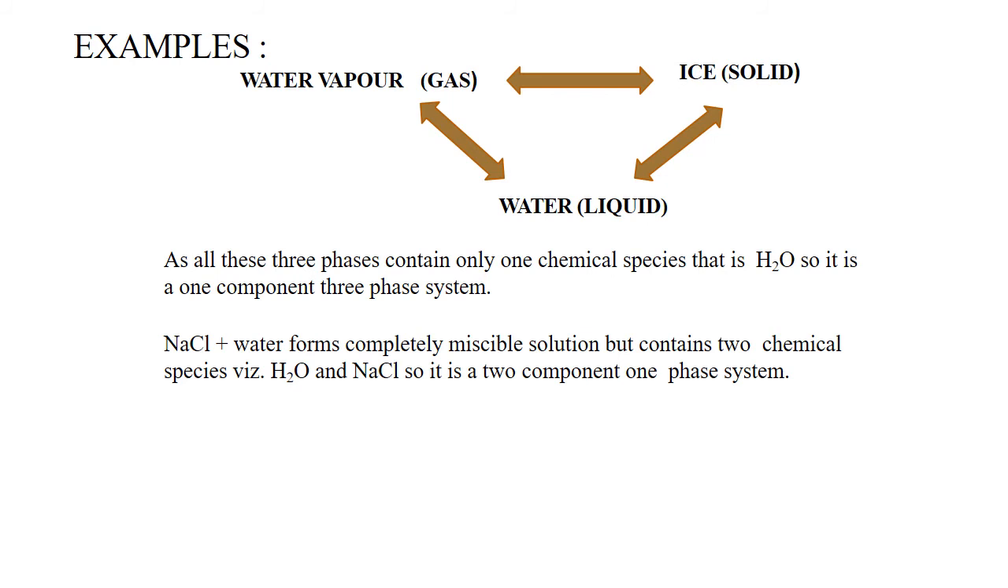Because we have specified the phase, we are observing the components in one phase, that is the liquid phase. So that liquid phase, specifically at that temperature and pressure condition, contains two components. One is sodium chloride and the other one is water itself. So a solution of sodium chloride in water is a two component one phase system.